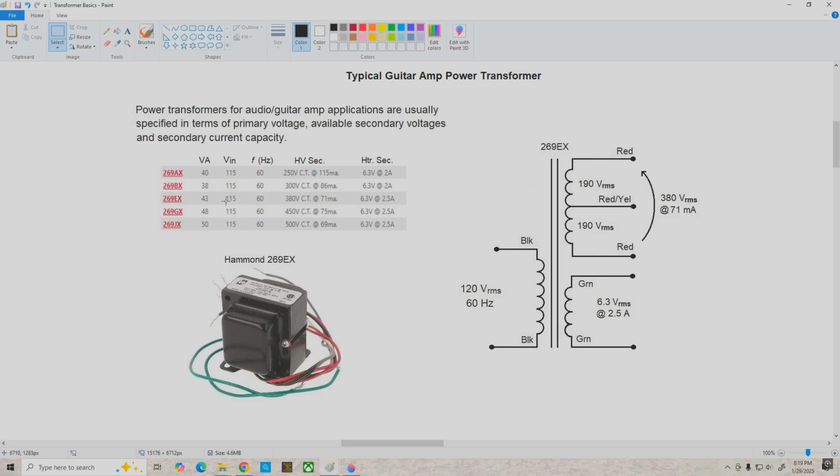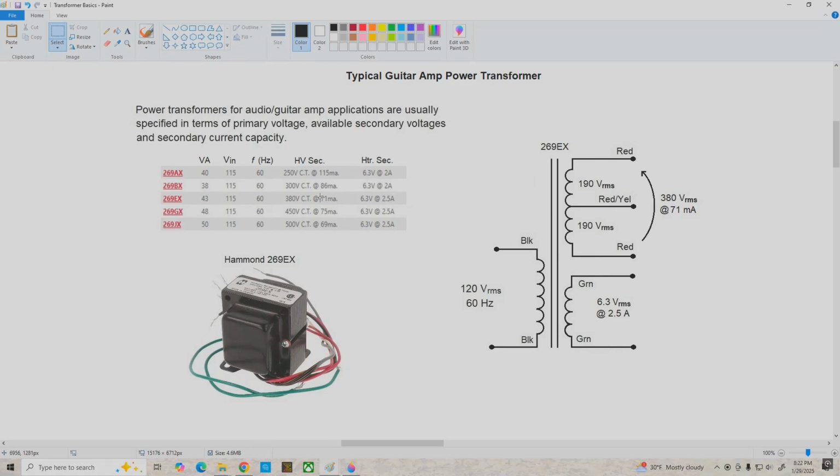It's rated for a 115 volt primary input voltage at 60 hertz, and the secondary is rated at 380 volts center tapped with a maximum current of 71 milliamps for the high voltage secondary. The heater secondary is rated 6.3 volts for a maximum current of 2.5 amps. And we can see over here the high voltage secondary, because it's center tapped, each half is going to supply 190 volts RMS, which totals to 380 volts.